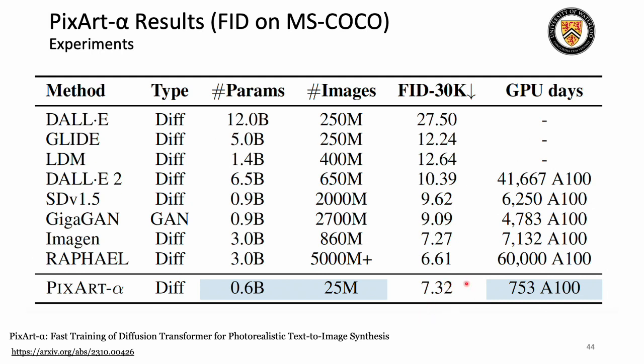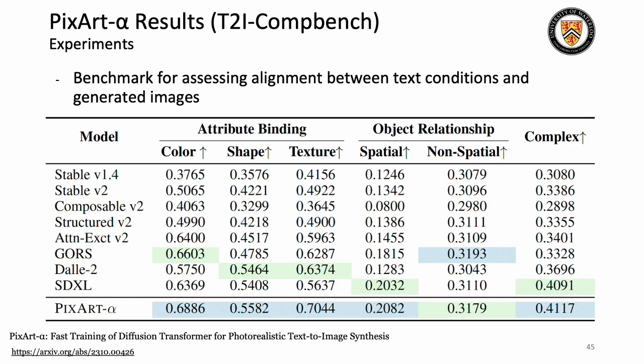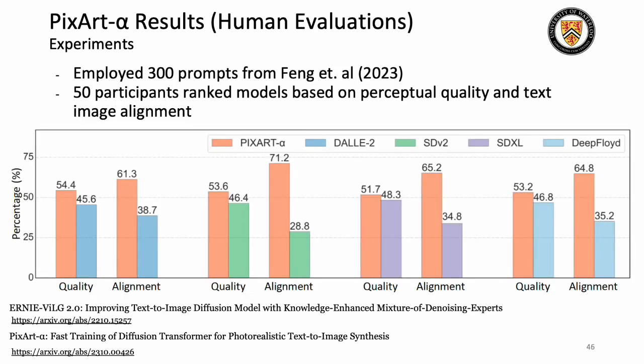Although it doesn't achieve the lowest FID score, it does have the lowest number of parameters, training images, as well as number of GPU days. So here are some results on the T2I-CompBench, a benchmark for assessing alignment between text conditions and generated images. And this shows that PixArt Alpha is very competitive in the categories of attribute binding and object relationship, as well as complexity. So the authors also conducted experiments on human evaluations based on generated images from 300 prompts.